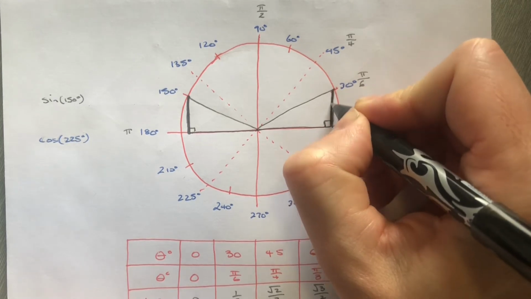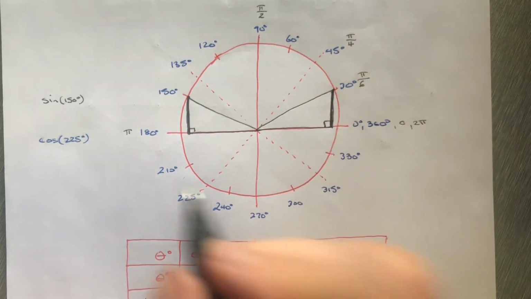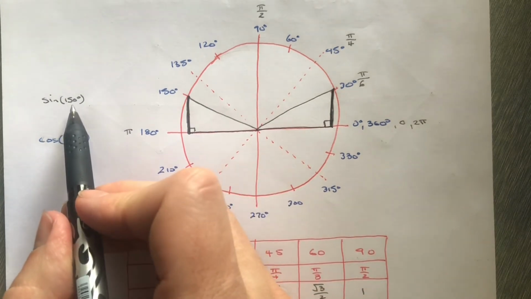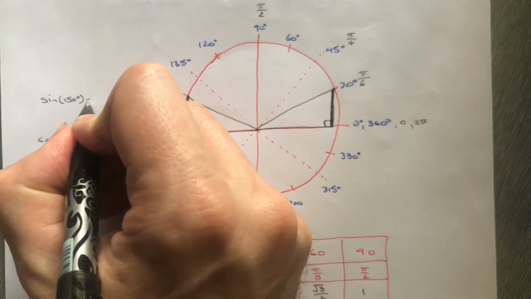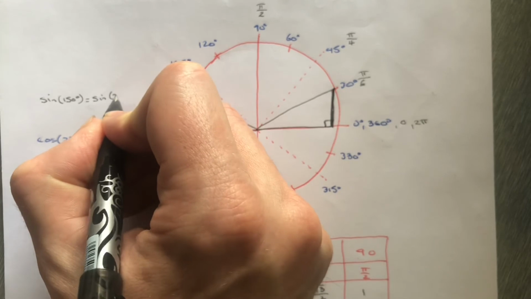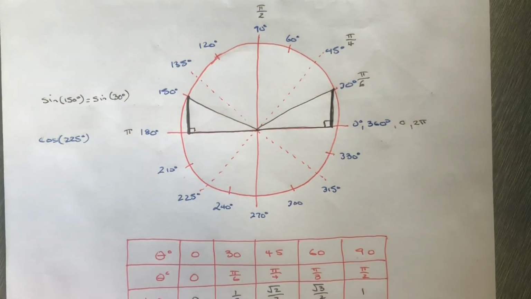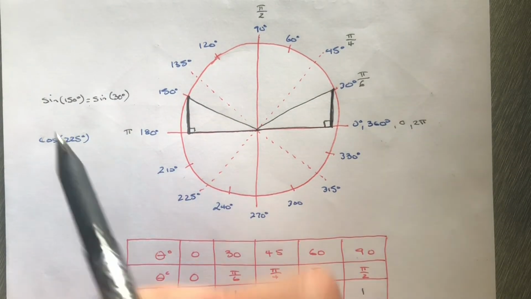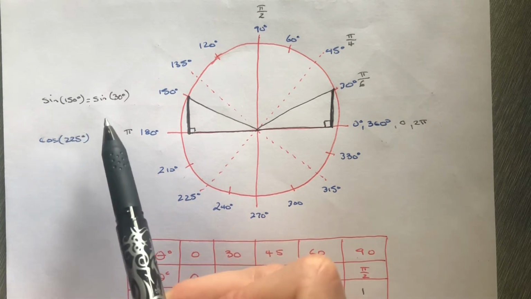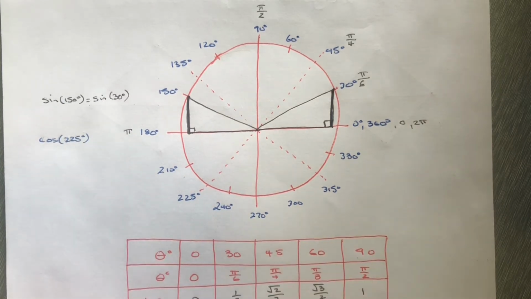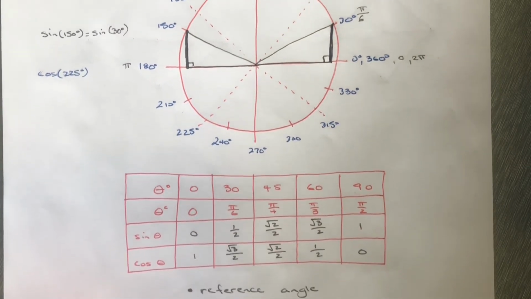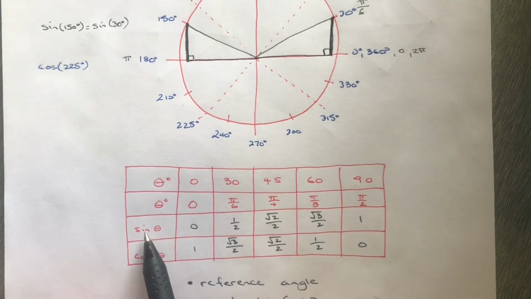So that would mean that sine 150 is the same as sine 30. They're going to have the exact same answer. Now, sine 150 isn't in the table. However, sine 30, that is in the table. So let me just go up a little bit, or down a little bit. Sine 30 degrees, the answer is 1/2.